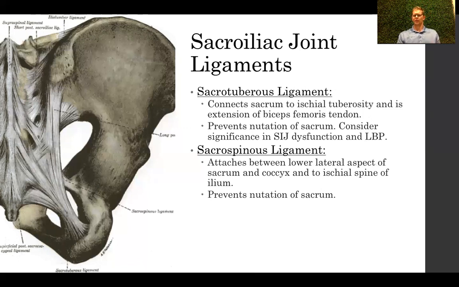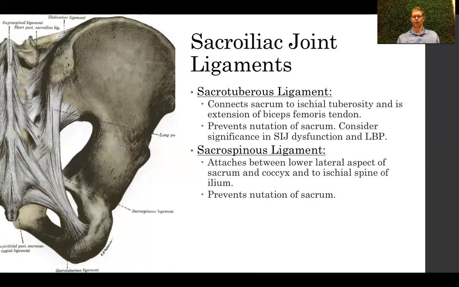It is important to consider the significance of these ligaments in both SI dysfunction and low back pain. So if someone potentially falls on their ischial tuberosity, they may develop some laxity in their sacrotuberous ligament, and that could lead to some relative instability either at the SI joint or through the low back.